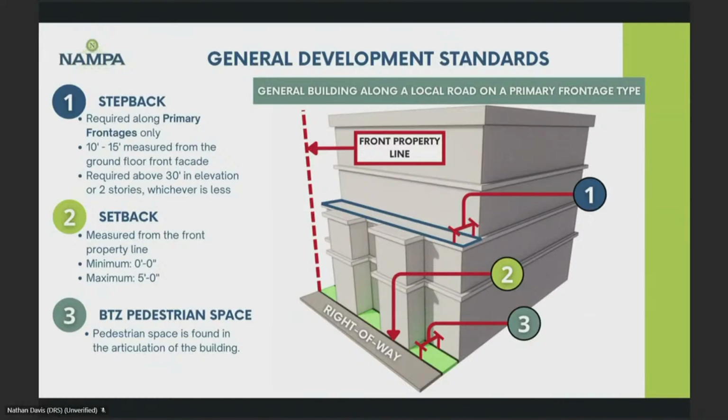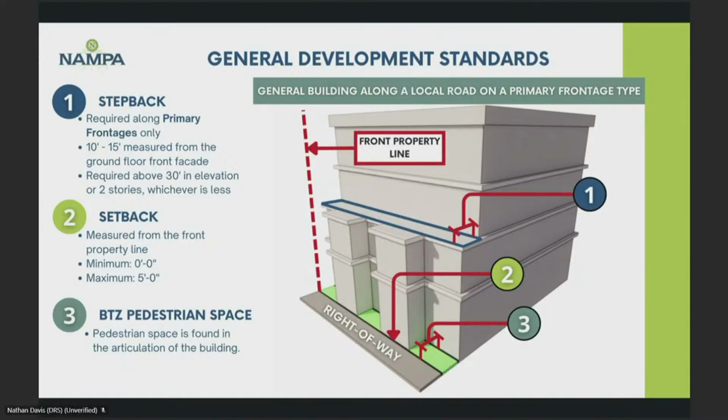I have a question. 5 feet doesn't seem like enough. I mean, our pathways, we try to make wider than that. So along any right-of-way, I can't imagine not having a wider setback for safety purposes.